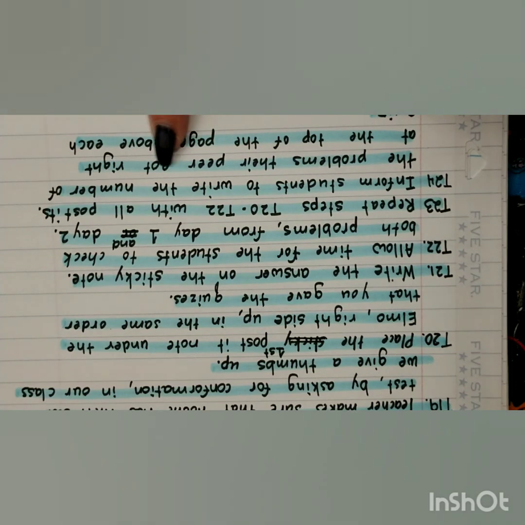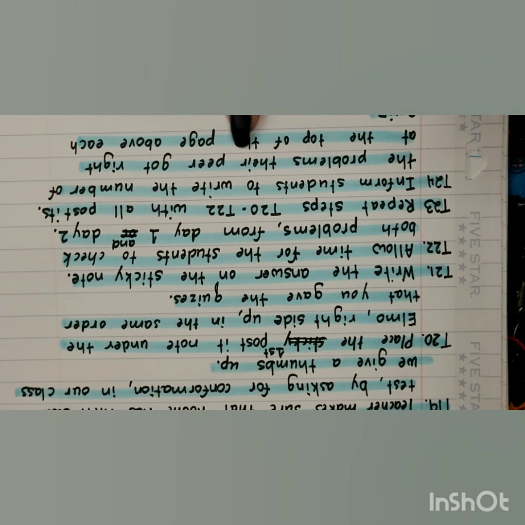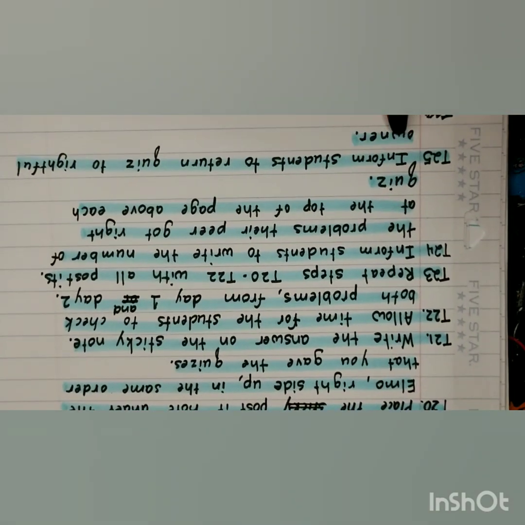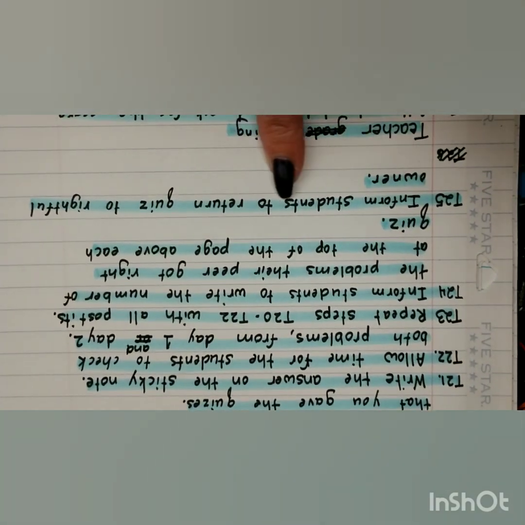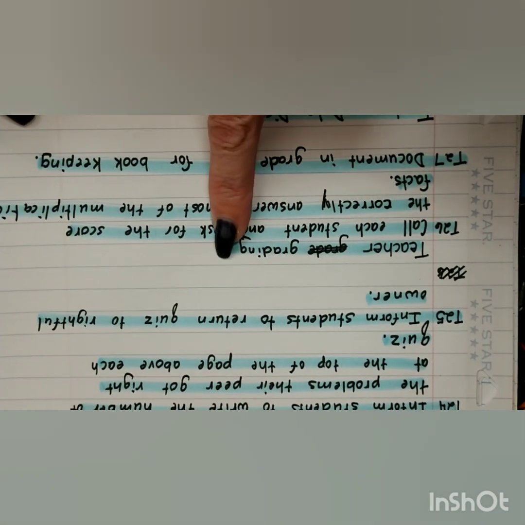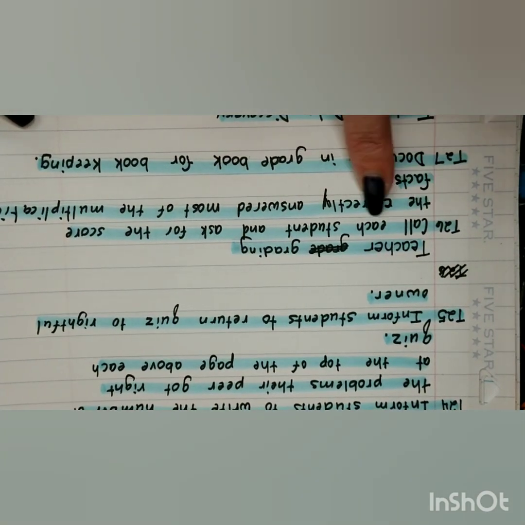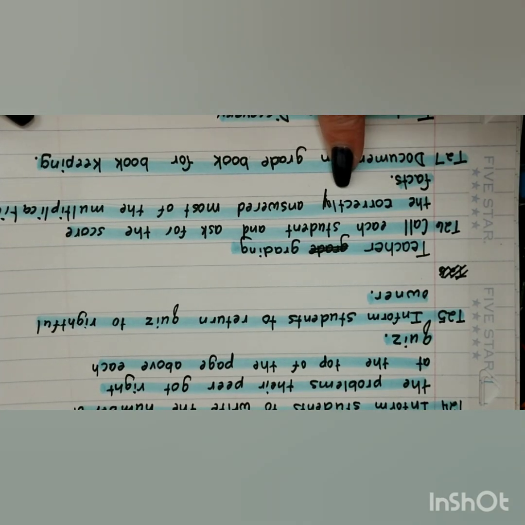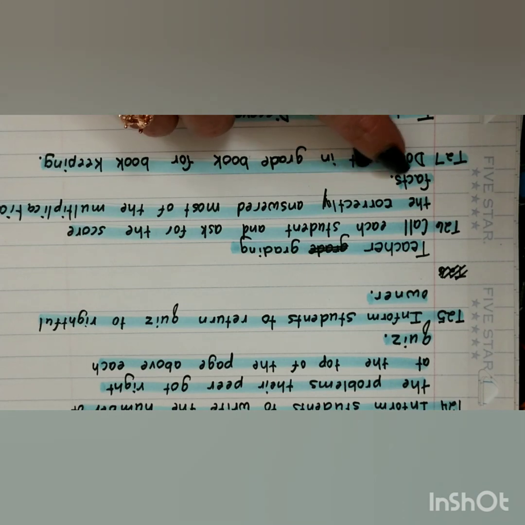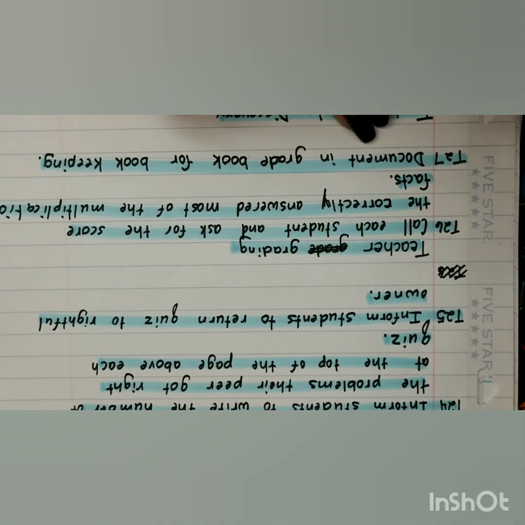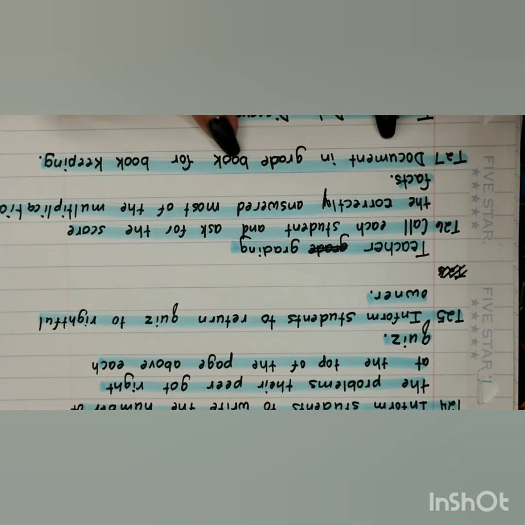T24, inform students to write the number of the problems their peer got right at the top of the page above each quiz. T25, inform students to return their quiz to their rightful owner. Teacher grading. So T26 is call each student and ask for the score. It should be that they correctly answered most of the multiplication facts. T27, document in grade book for bookkeeping.